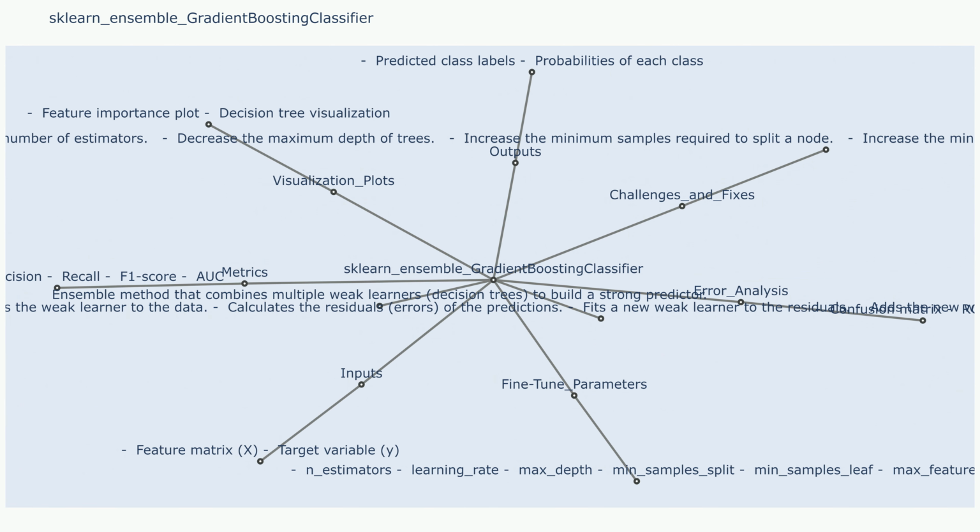Challenge 3: interpretability. Sample use case: a gradient boosting classifier can be difficult to interpret due to the complex nature of the ensemble. Fixes to challenge 3. Use feature importance plots to identify the most important features. Use partial dependence plots to visualize the relationship between a specific feature and the predicted outcome. Use SHAP, SHapley Additive exPlanations, to explain the contribution of each feature to the prediction for a specific sample.